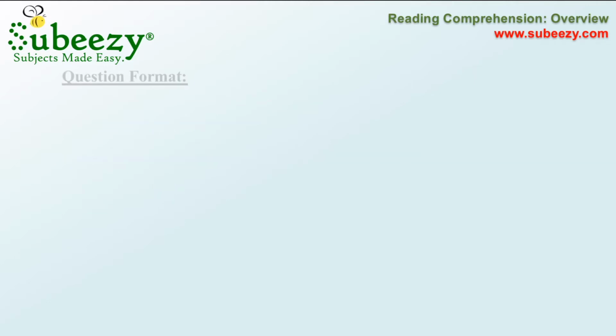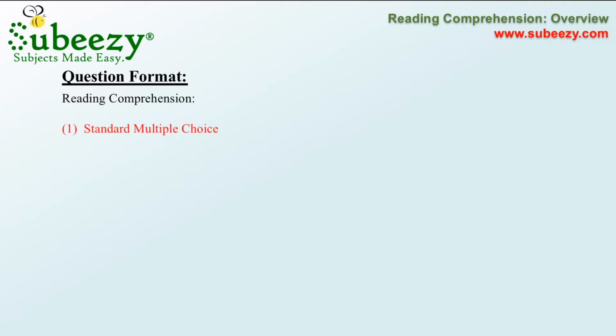Now let's discuss the question format. For reading comprehension, there are 3 question types. 1 is standard multiple choice. You are presented with 5 answer choices, A through E, and only one of them is correct. Be sure to read all of the possible answers.